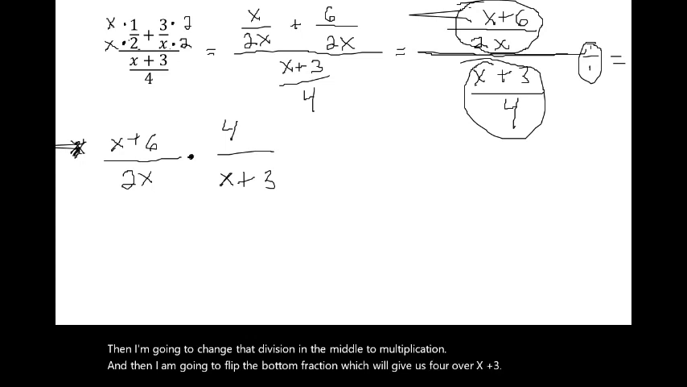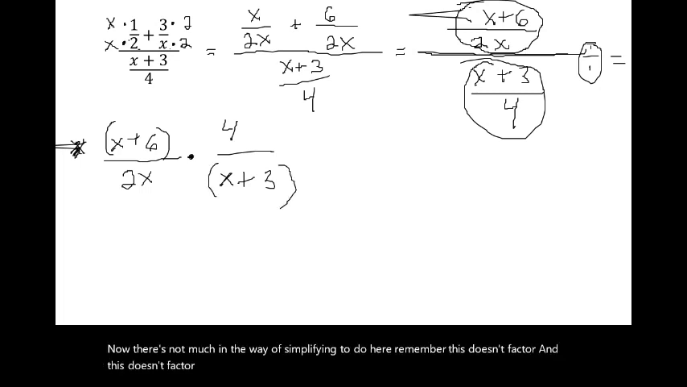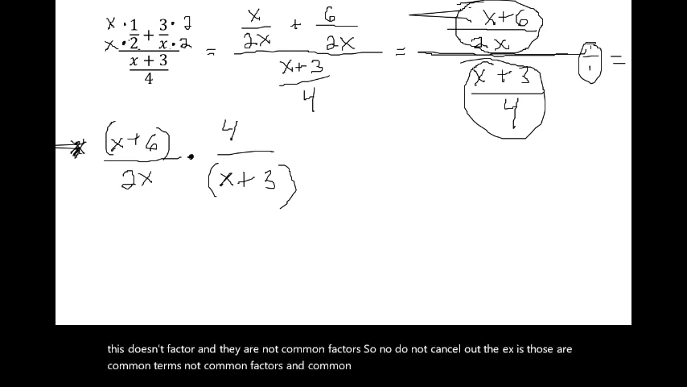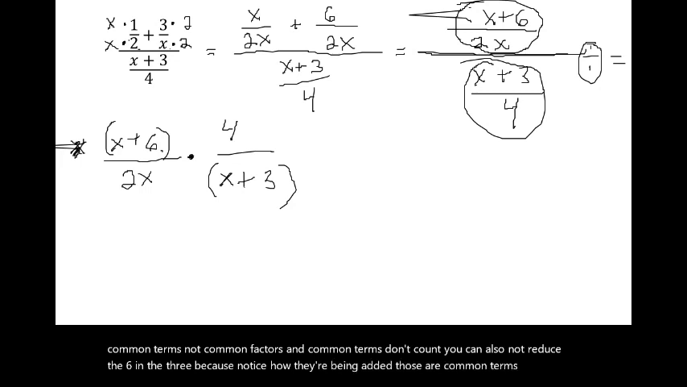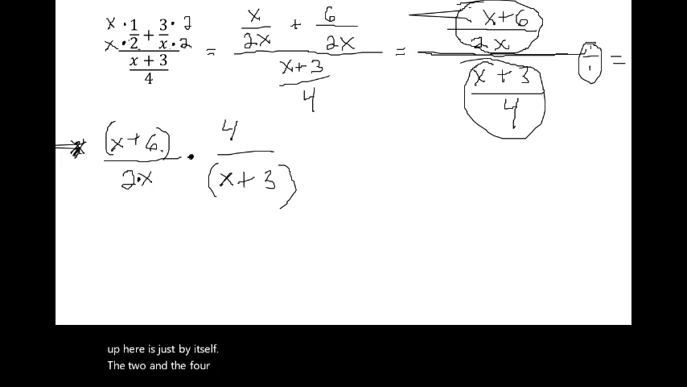Now there's not much in the way of simplifying to do here. Remember, this doesn't factor and this doesn't factor, and they are not common factors, so no, do not cancel out the x's. Those are common terms, not common factors, and common terms don't count. You can also not reduce the 6 and the 3 because notice how they are being added. Those are common terms. Common terms cannot be reduced. However, because this 2 is being multiplied by this x, and this 4 up here is just by itself, the 2 and the 4 are common factors, so you can reduce the 2 and the 4. So 2 divided by 2 is 1, 4 divided by 2 is 2.